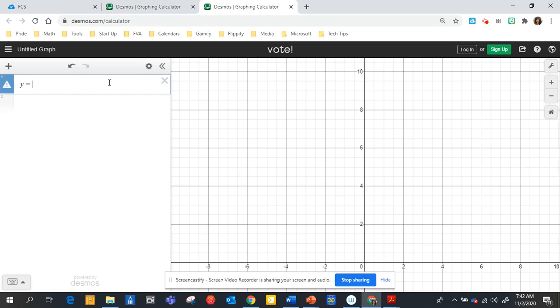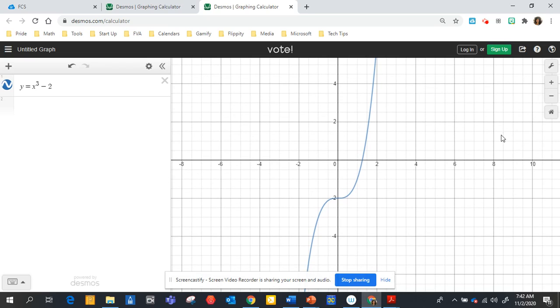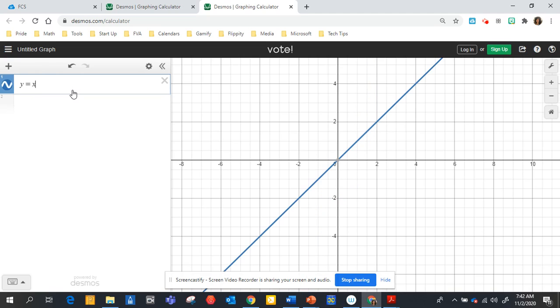Now, let's delete that and try a new one. Let's do y equals x, and then our caret, and put a 3, and then minus 2. So let's scroll up so we can see the entire graph. You can see this is not a line. Now, let's take out the exponent of 3, and now we have an understood exponent of 1, and you can see that it's a line.